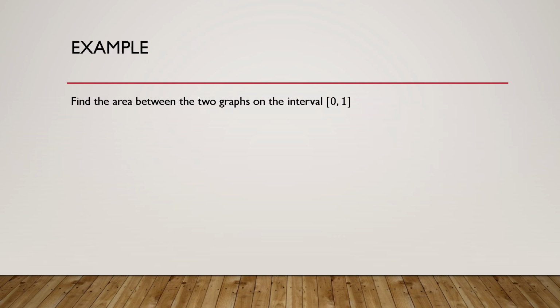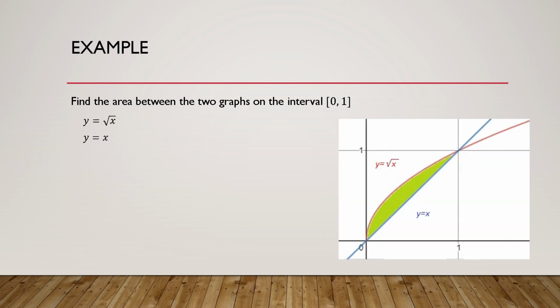As an example, let's find the area between the two graphs y equals the square root of x and y equals x on the interval from 0 to 1. From the graph, it is easy to see that the square root of x will cover the larger area between the function and the x-axis. So to find the area between them, we subtract the area under f of x equals x from f of x equals the square root of x.